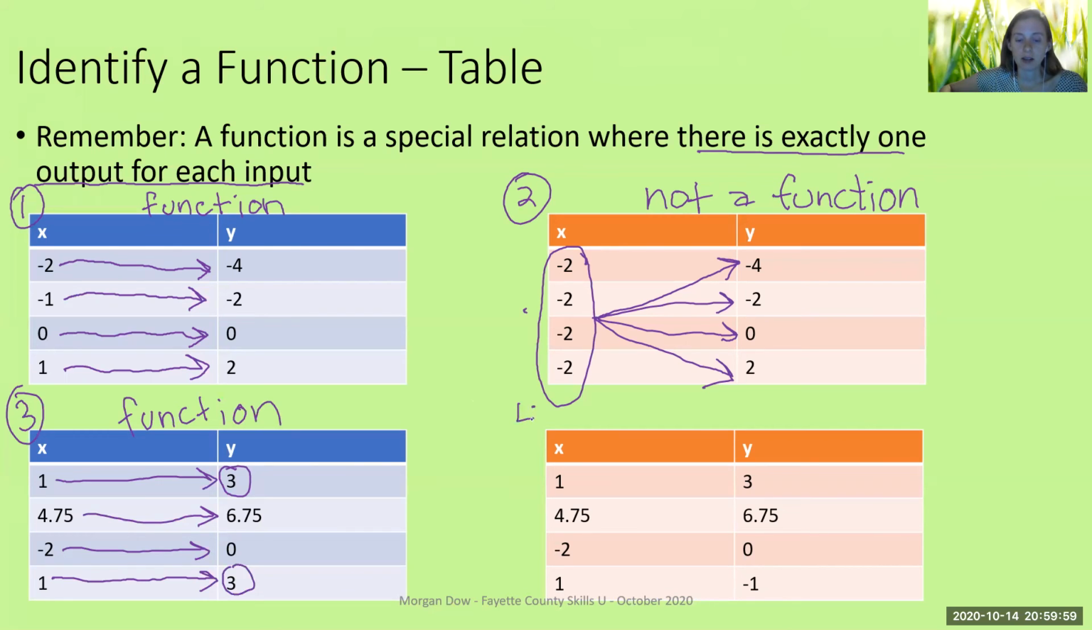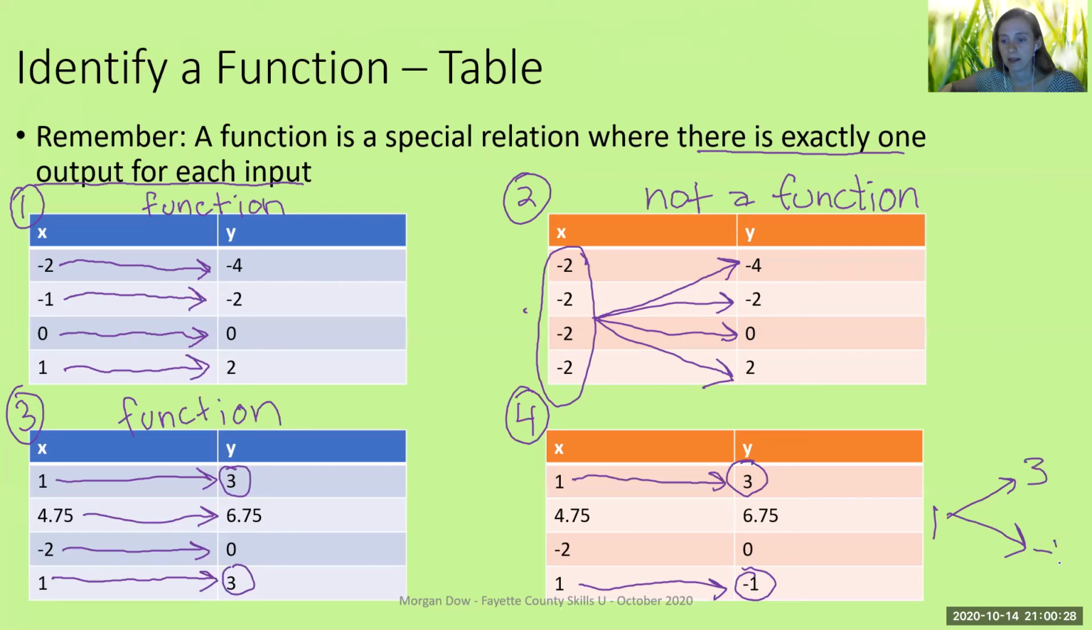Now let's look at the fourth table here. It looks pretty similar to the third table. I see 1, 4.75, -2, and 1. There's only one difference here. And that's that the input of 1 is now giving me 2 different outputs, right? So this one input, this one piece of bread, is giving me 2 different pieces of toast. It's giving me a 3 and a -1. That is a problem in terms of it being a function. So number 4 is not a function.